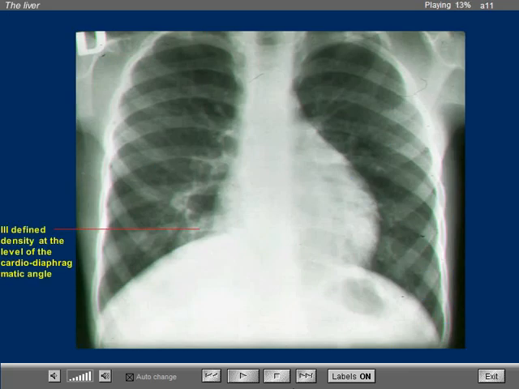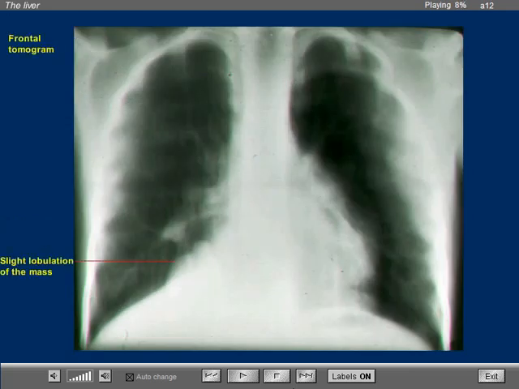The frontal chest roentgenogram revealed an ill-defined density at the level of the right cardiodiaphragmatic angle. Note that the right dome of the diaphragm appears intact. A frontal tomogram of the chest revealed a slight lobulation at the level of this mass. There was no evidence of calcium, nor evidence of radiolucency indicative of fat at the level of the mass.